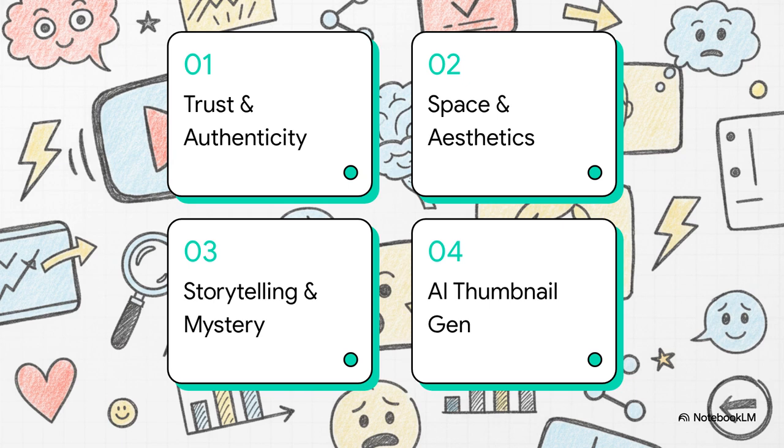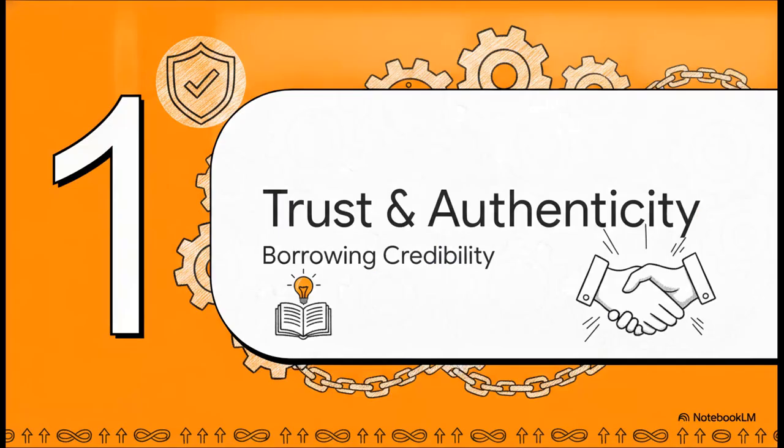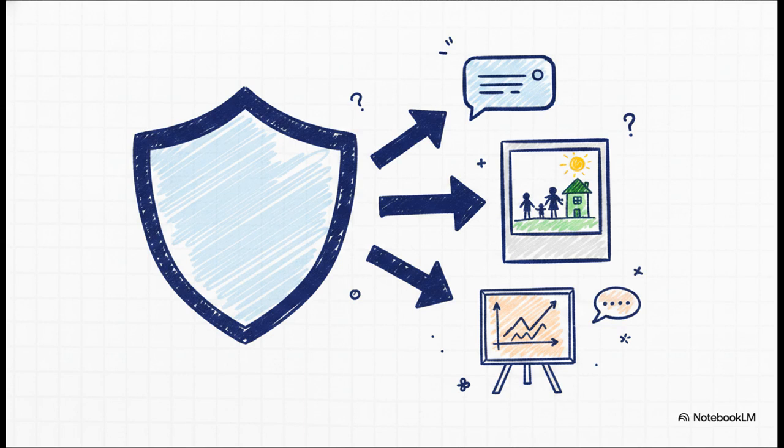To make this explainer super actionable, we're grouping these 12 formats into 4 deep psychological triggers: trust and authenticity, space and aesthetics, storytelling and mystery, and finally, how to effortlessly execute this using AI. Starting off with our first trigger, trust and authenticity, or borrowing credibility from the real world. Under this umbrella of trust, there are 3 distinct formats top creators are leveraging right now. We've got the UI interface, the candid shot, and whiteboard diagrams. Let's explore how each one of these actually manipulates our perception.